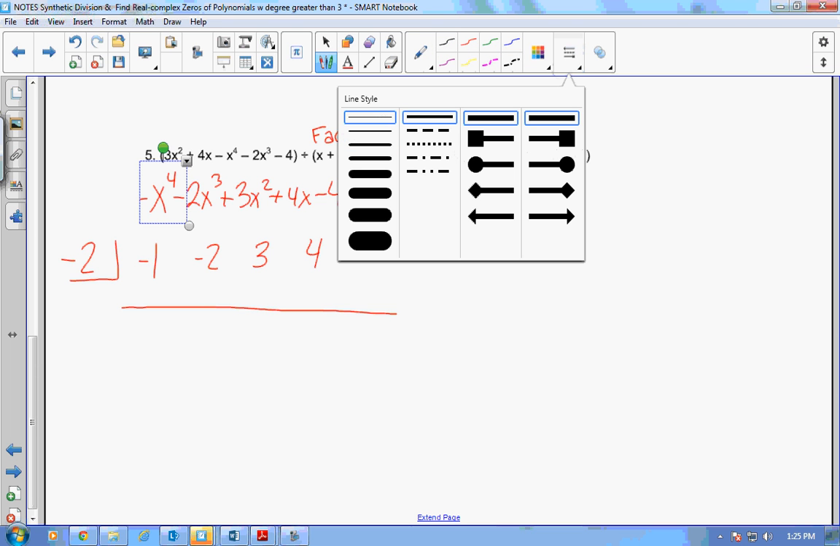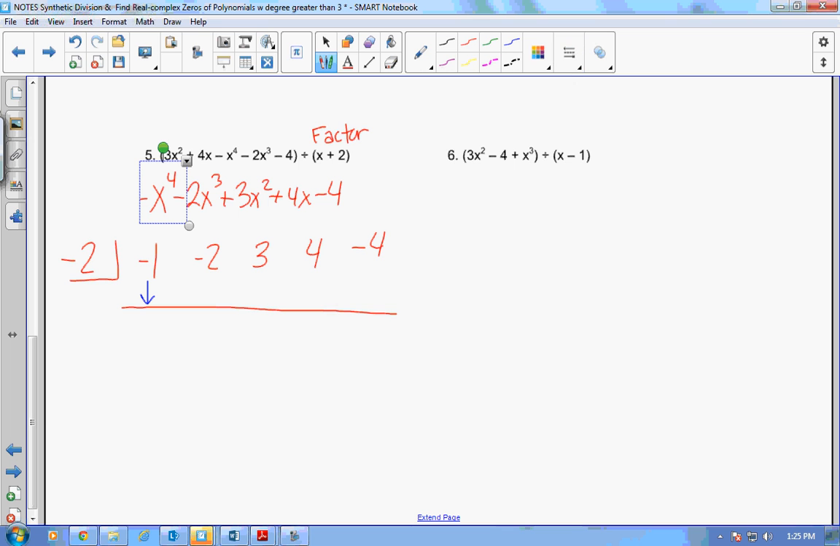There's nothing underneath the -1, so I pull it straight down. -1. I times by my box, which I get +2. I add, I get 0. I times by the box, which is 0. 3 plus 0 is 3. I times by my box and get -6. I add and get -2. Times by my box and I get +4. Add and I get 0.